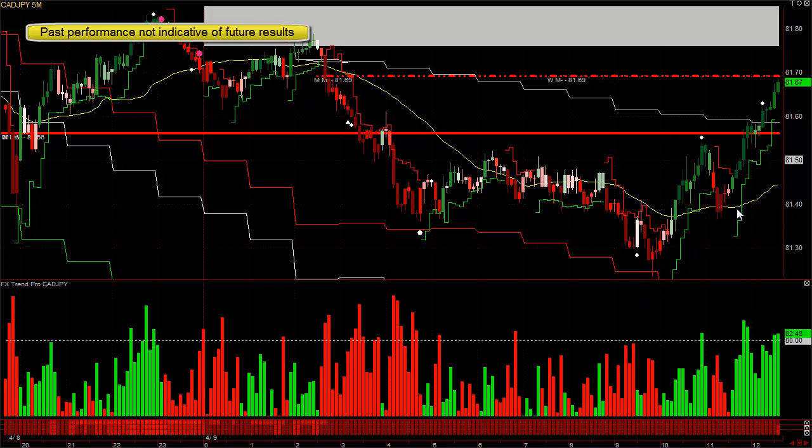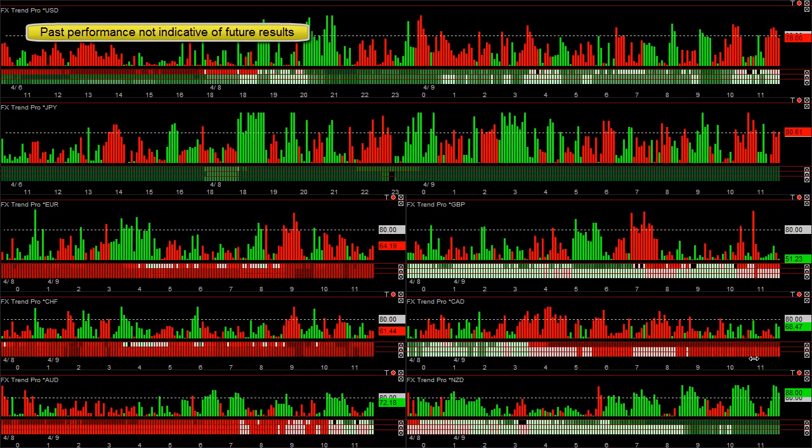And later in the day, the yen was no longer strong, and the CAD started to get some strength into it. Not much, but a little bit. And you can see the yen had quite a bit of weakness later in the day. Now the Australian had some strength today.